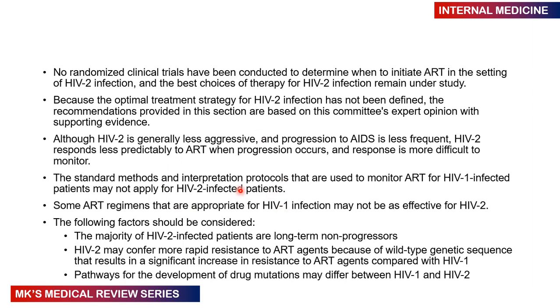Then of course, you should consider certain factors. The majority of HIV type 2 patients are long-term non-progressors. I talked about this in the first lecture. Then those that have HIV type 2 may develop more rapid resistance to our ART agents because of the wild genetic sequencing that results in significantly increased resistance to ART agents as opposed to HIV type 1. And the pathways by which the mutations develop are very different in HIV type 1 and type 2, which is why there are all these different things that we can actually see.